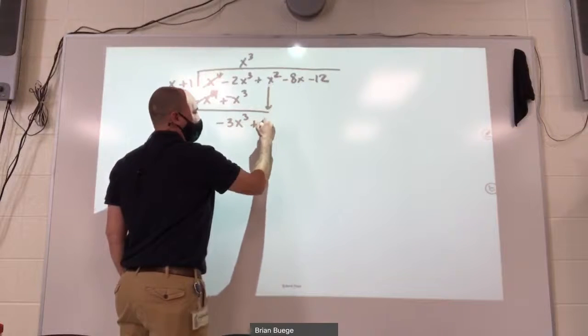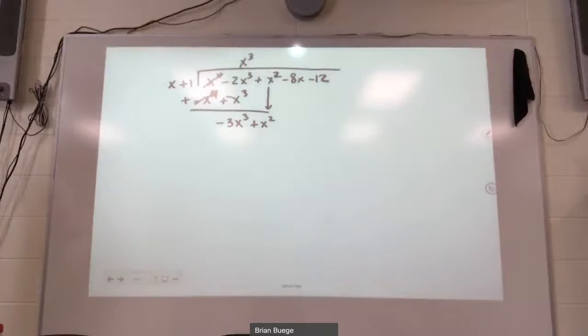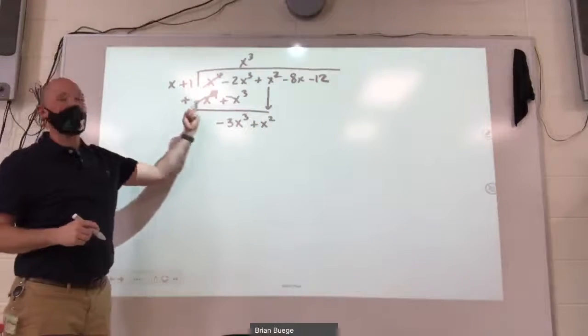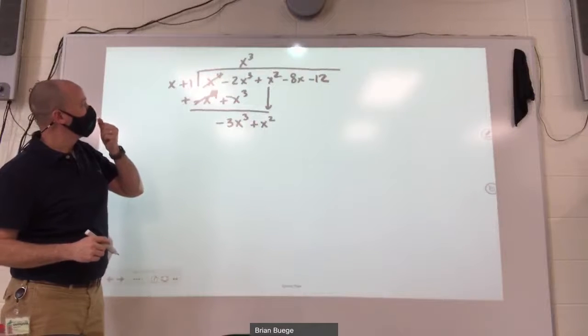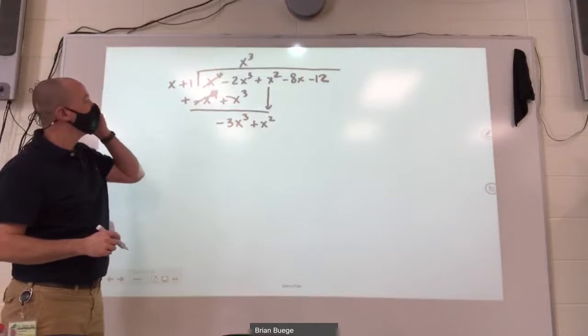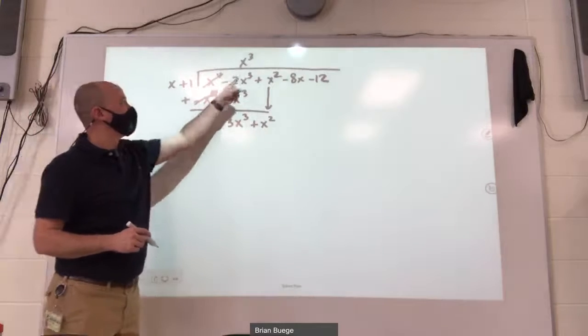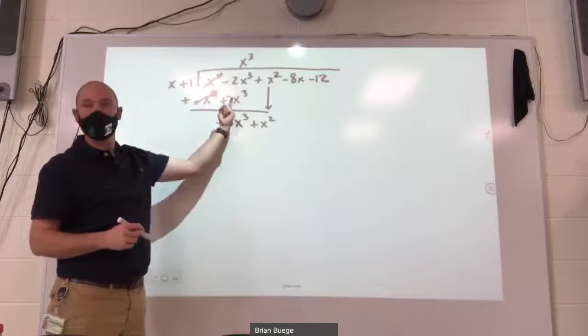Bring down the next term and go again. This time, negative. You forgot the 2x cubed. What do you mean? Negative 2x cubed. I put those two together, and that's where that came from. Negative 2x cubed and a negative x cubed.